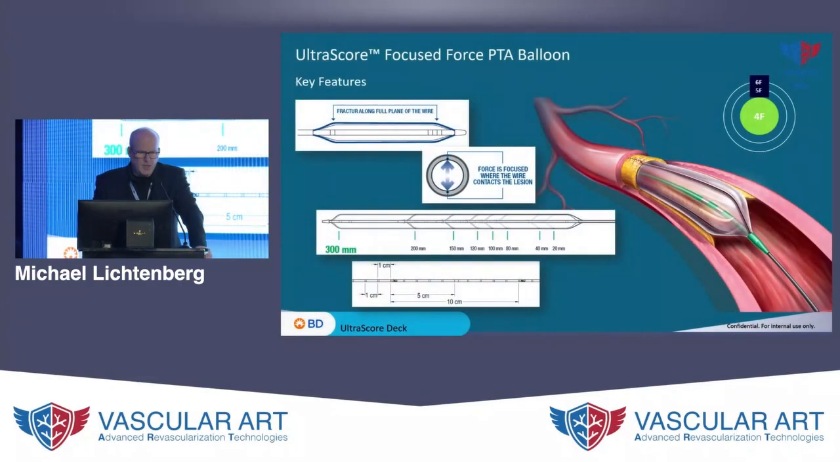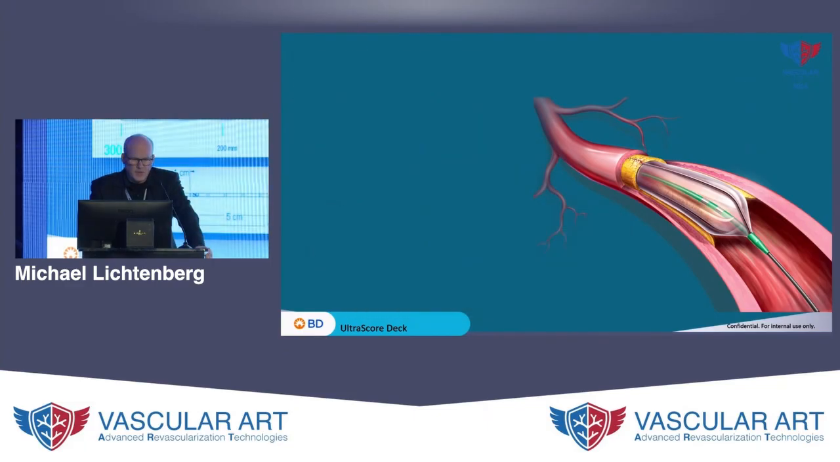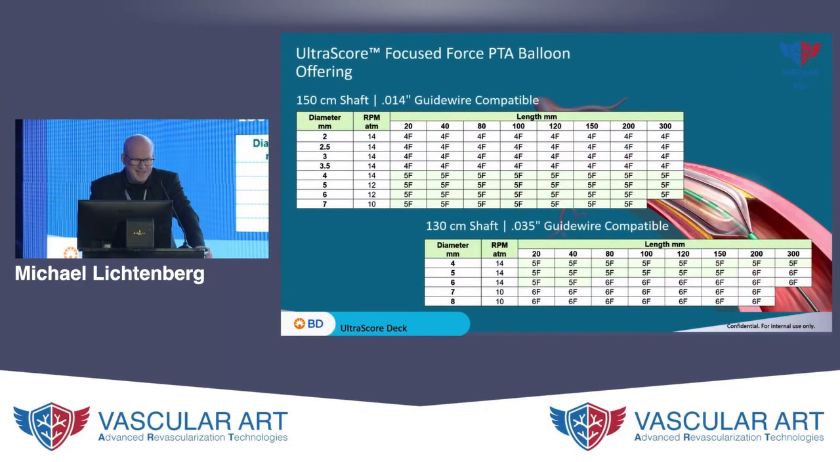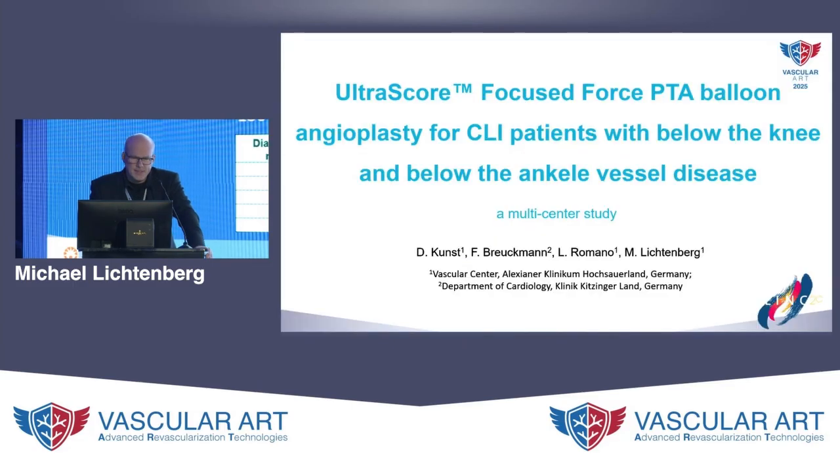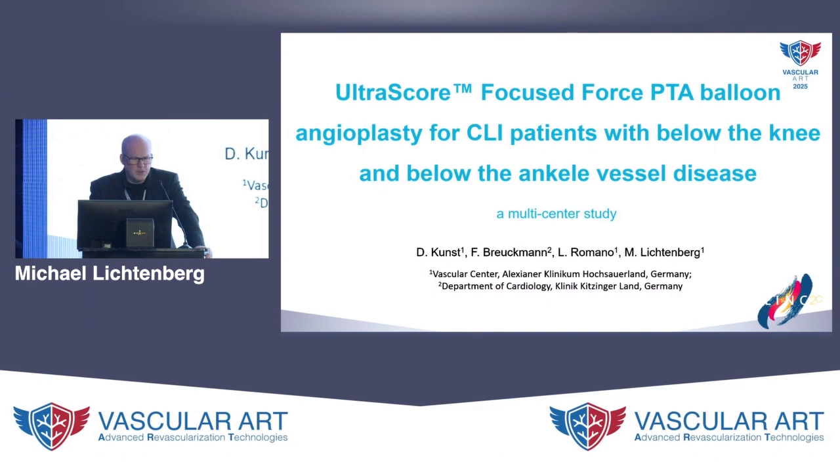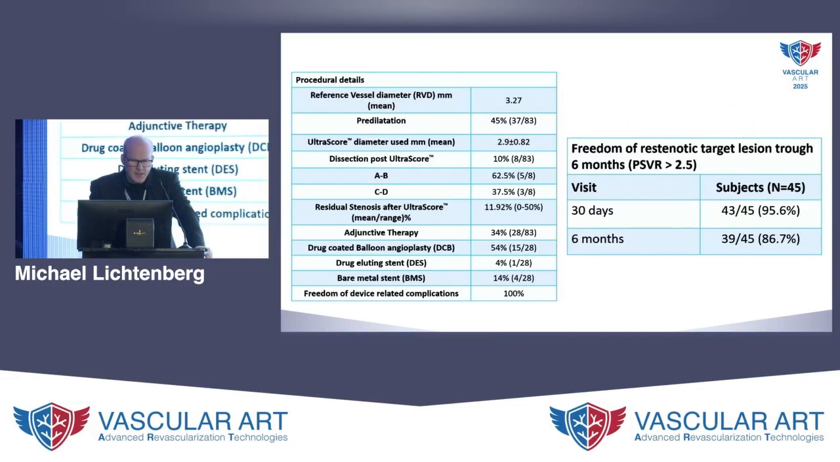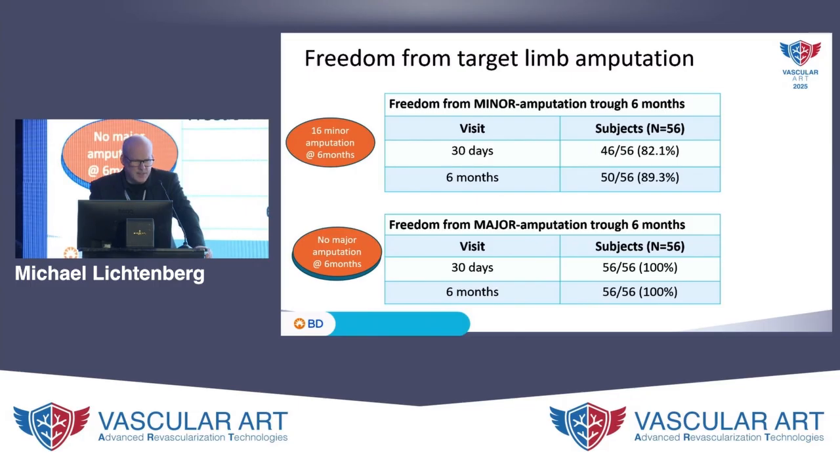Another device which was recently analyzed for this is the UltraScore balloon, which is also available for BTA intervention, down to a 2 millimeter scoring device. This study was recently published. It's an UltraScore focused PTA balloon study, a below the knee study. And we analyzed patients with Rutherford 5 category. You could see here we had just 16 minor amputations in a Rutherford 5 cohort and no major amputation in this patient cohort.